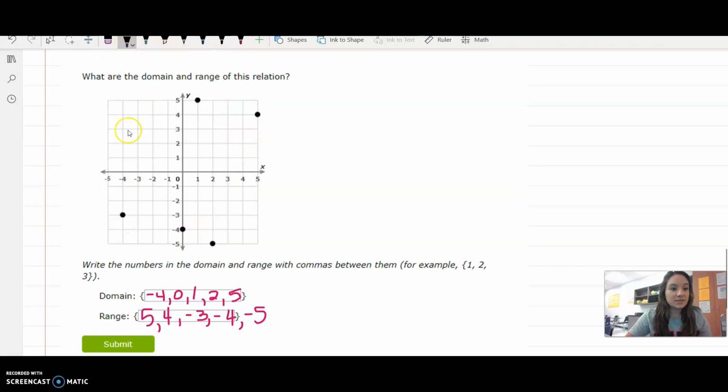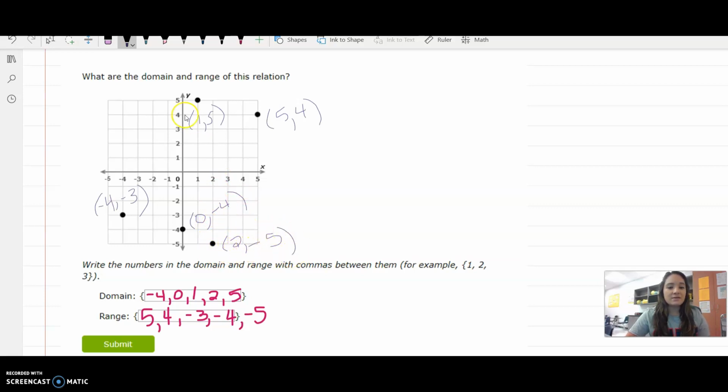I'll just list the points. That way they look like our other examples. This is -4, -3. This is 1, 5. This is 5, 4. This is 0, -4. And this one here is 2, -5.